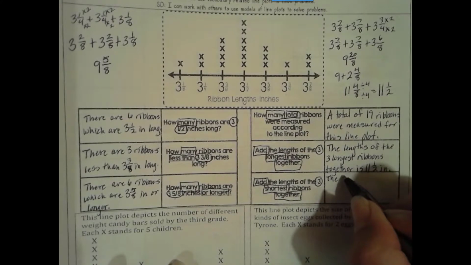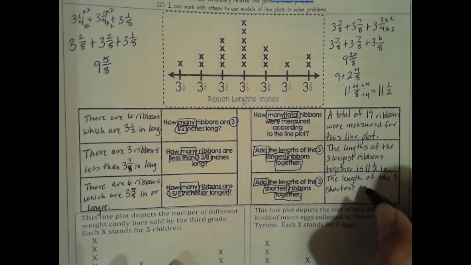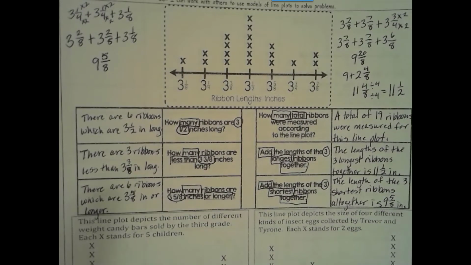The length of the 3 shortest ribbons altogether is 9 5/8 inches. All right.